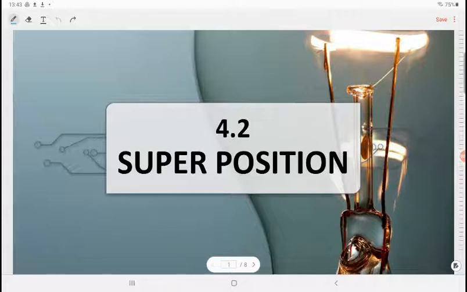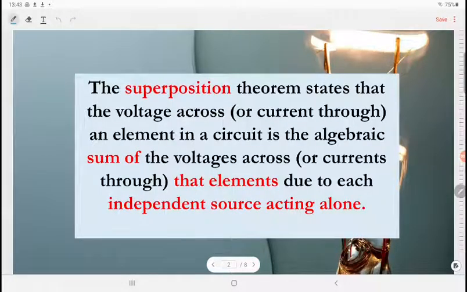Assalamualaikum. So for today's class, we move to the next subtopic in chapter 4, which is superposition. The superposition theorem states that the voltage across or current through an element in a circuit is the algebraic sum of the voltage across or current through that element due to each independent source acting alone.